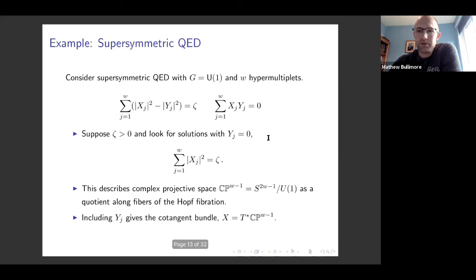Let me give an example. So let's look at supersymmetric QED. This was the case where the gauge group is U(1), and I had just W hypermultiplets. So the two equations looked like this. There's a real moment map equation and a complex moment map equation.